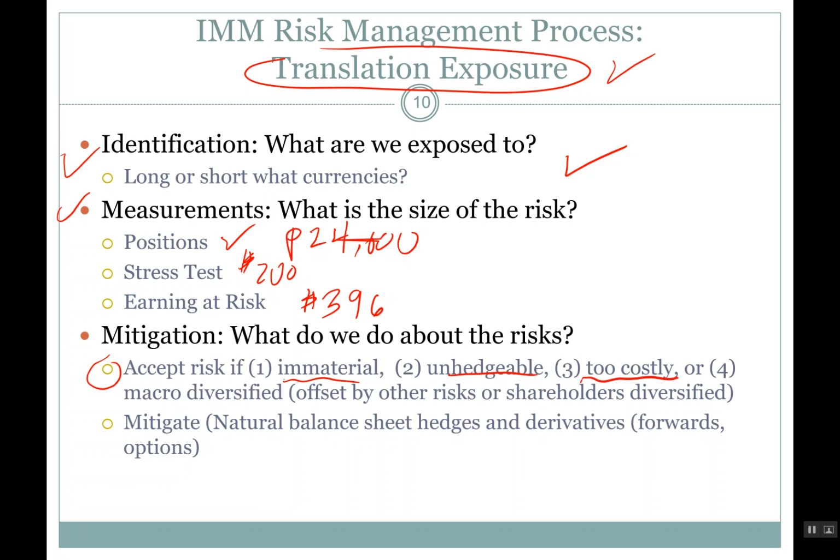Or sometimes it's too costly. Well, I could have bought an option, but with South America blowing up right now, the options are so expensive, no one's going to give me a good price, so it's too costly. Or you just say, you know what, I don't care. We're all over the globe. We're macro diversified. I don't need to hedge every foreign currency. Some are up, some are down. Who cares? So those are all reasons to just accept the risk, do nothing.